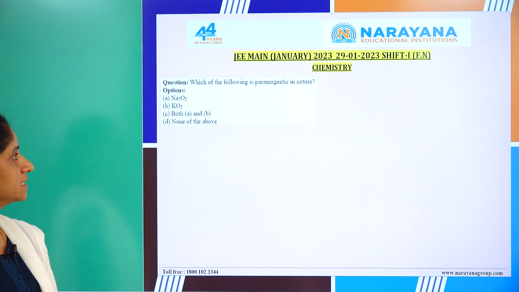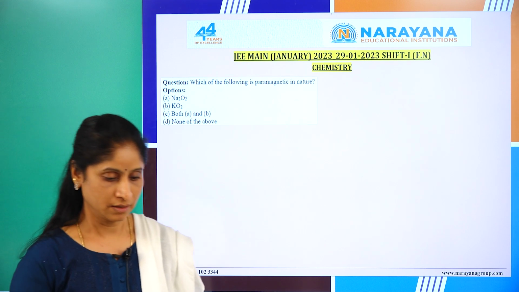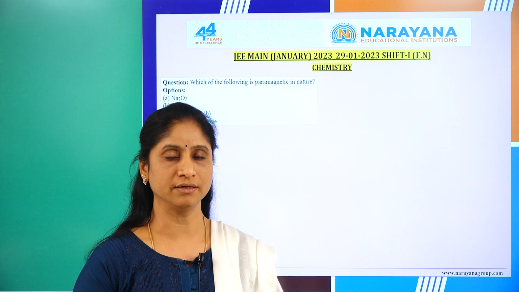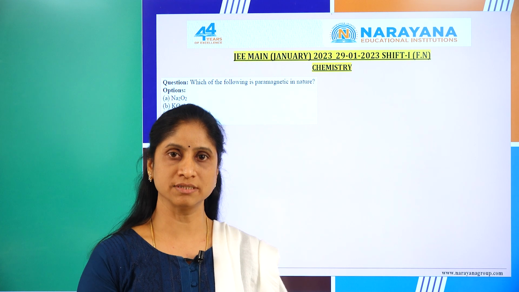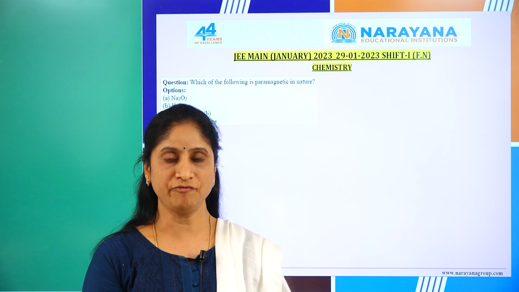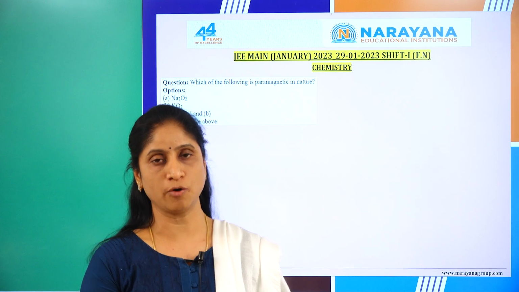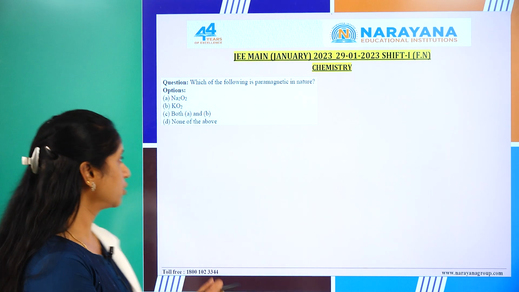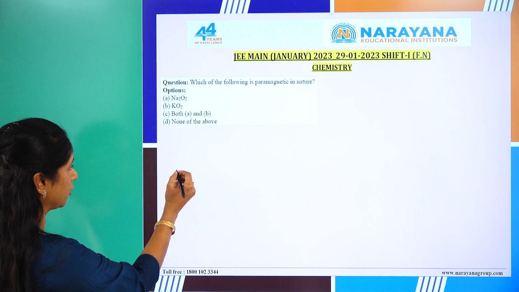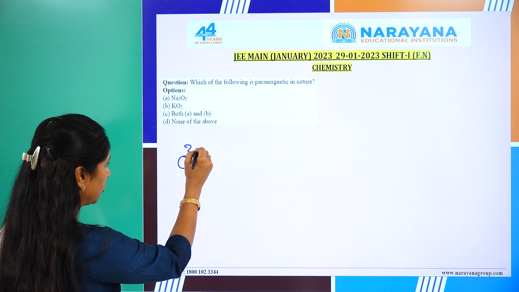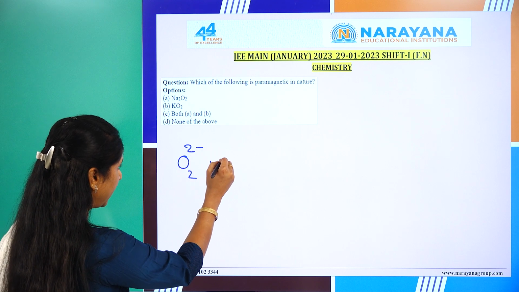Which of the following is paramagnetic in nature? So this can be explained on the basis of molecular orbital theory. After distributing the electrons into molecular orbitals, if any one molecular orbital has an unpaired electron, it will show paramagnetic behavior. So let us see the first option, sodium peroxide, where I should distribute in the peroxide ion a total of 18 electrons.